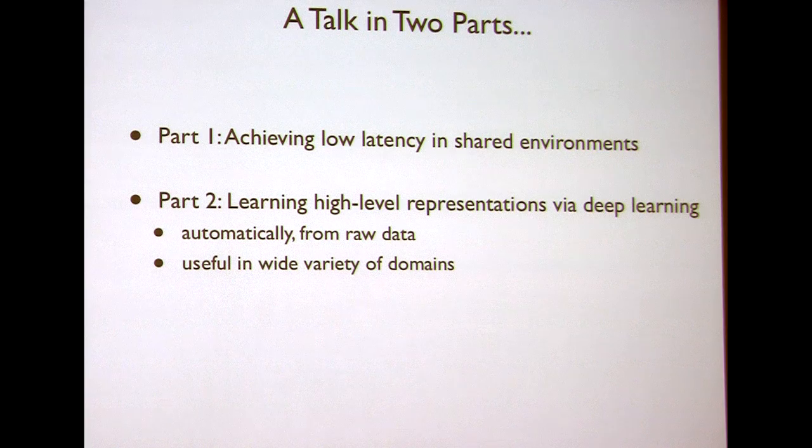As Greg said, the first part is on how to achieve low latency in shared environments, especially where you're running lots of different kinds of processes on lots of machines, and you want low latency response time for interactive kinds of services. And the second part is on how you learn high-level representations in a bunch of different domains via deep learning for neural nets.